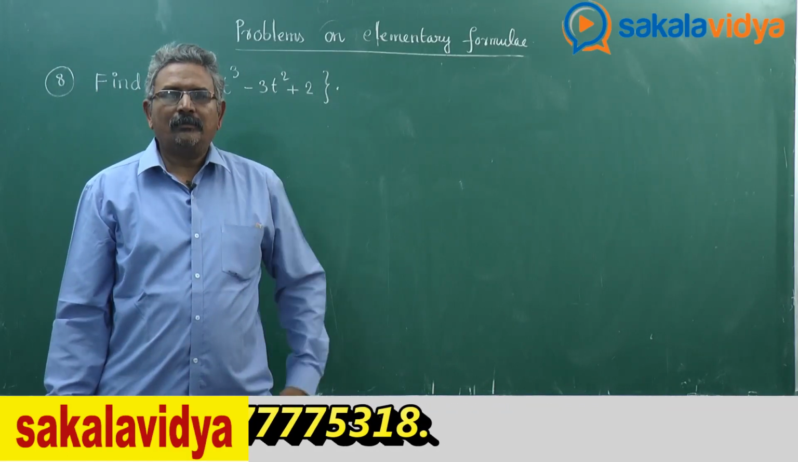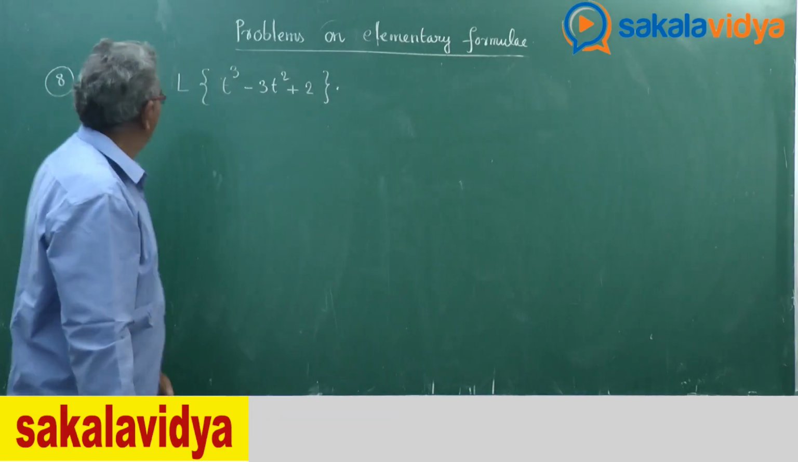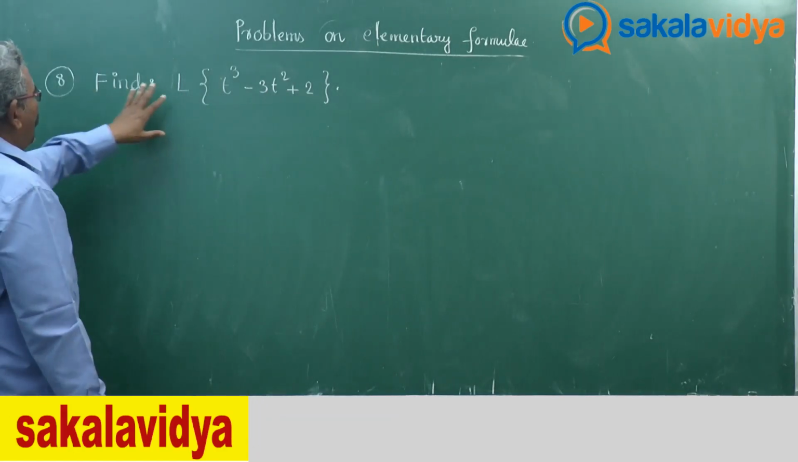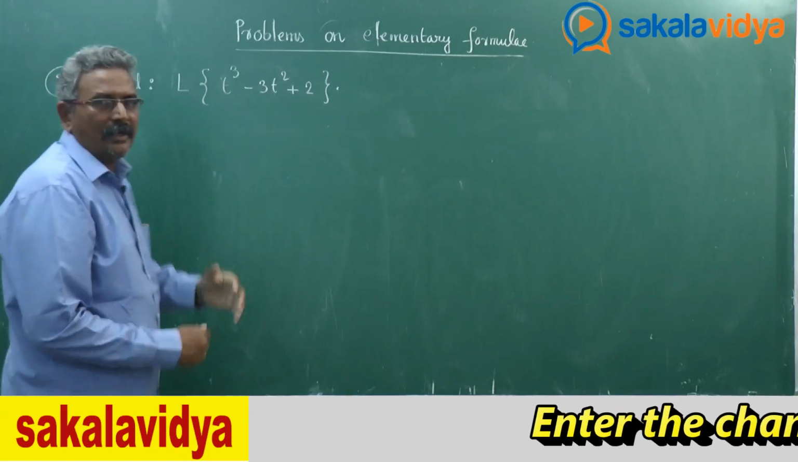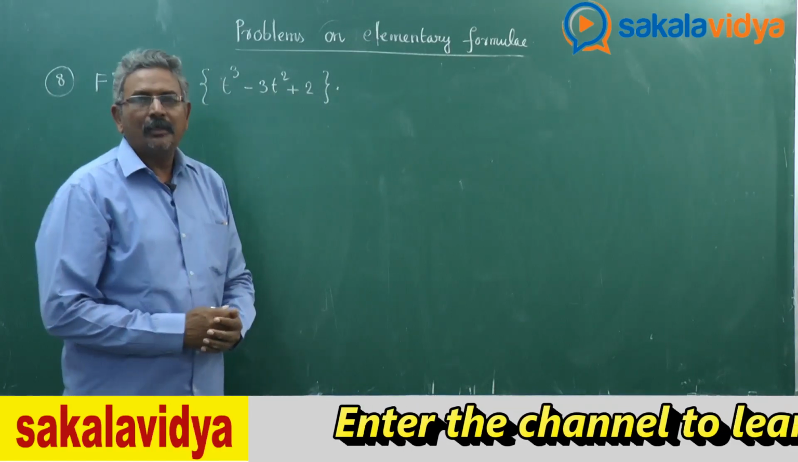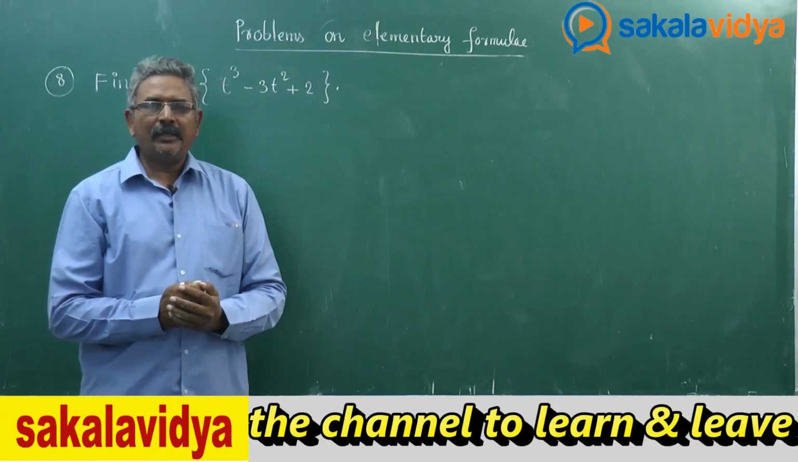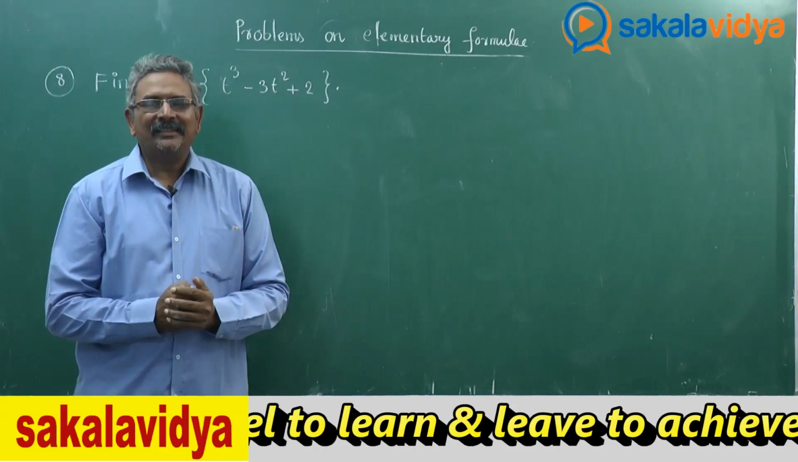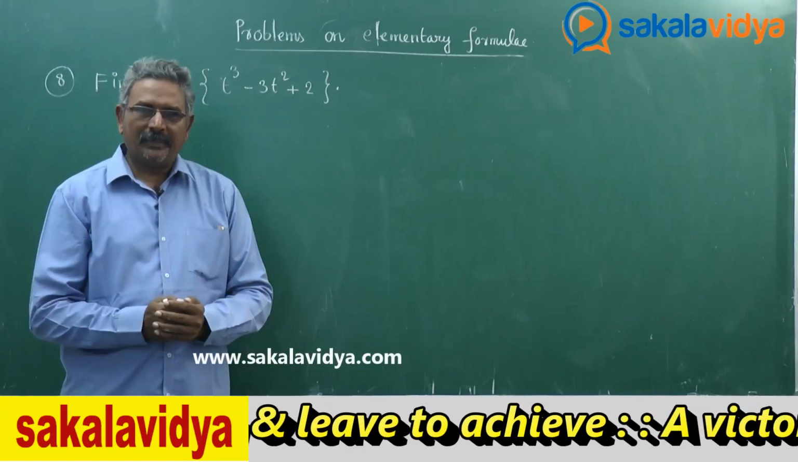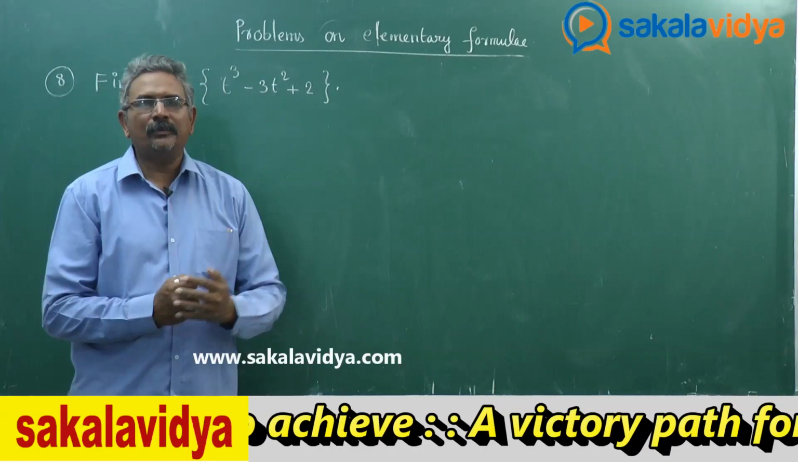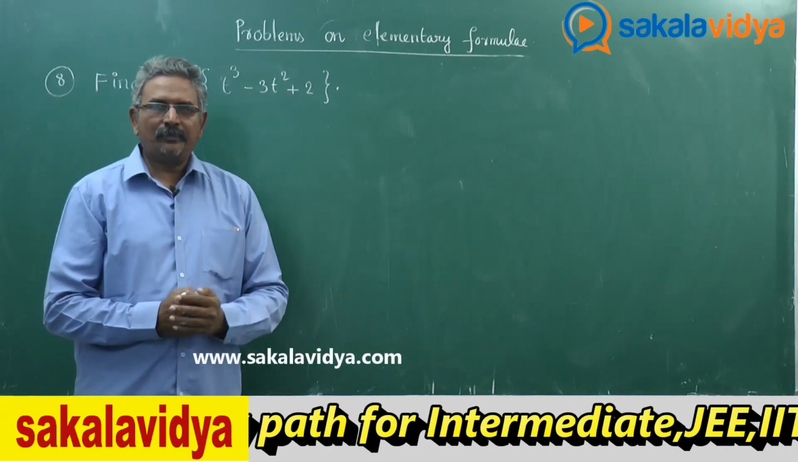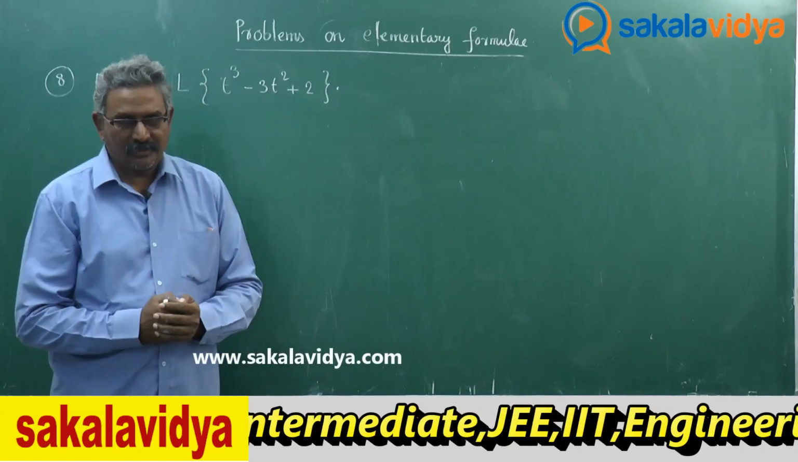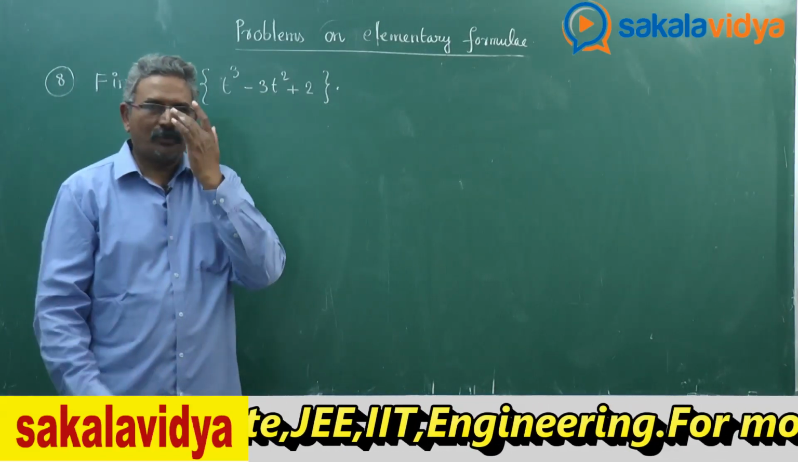So let us solve one more problem. Find the Laplace transform of t cube minus 3t square plus 2. Apply the linearity property and just apply the Laplace transform of t power n, whose value is equal to n factorial by s to the power of n plus 1, provided n is a positive integer. Let us solve the problem now.